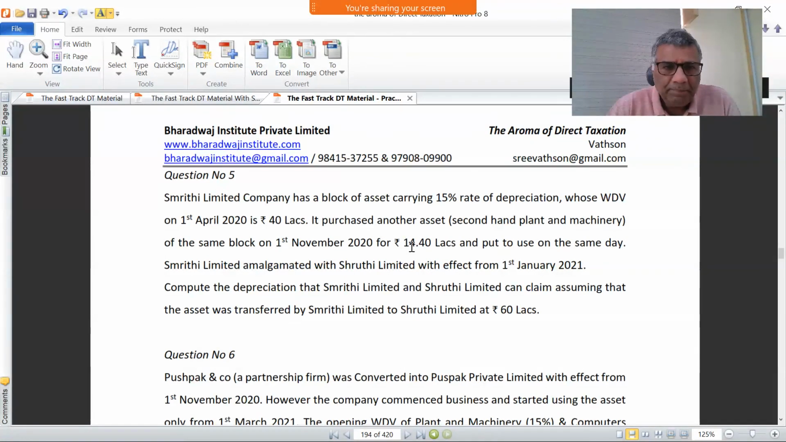$193 it should be. Smriti Limited has a block of asset of 15% rate whose WDV is 40 lakhs. It has purchased another machine, second-hand machinery of the same block in November for 14.4 and put to use on the same date. Smriti Limited amalgamated with Shruti Limited on 1st January 21. Compute the depreciation that Smriti Limited and Shruti Limited can claim, assuming the asset was transferred by Smriti Limited to Shruti Limited at 60 lakhs. Read it.